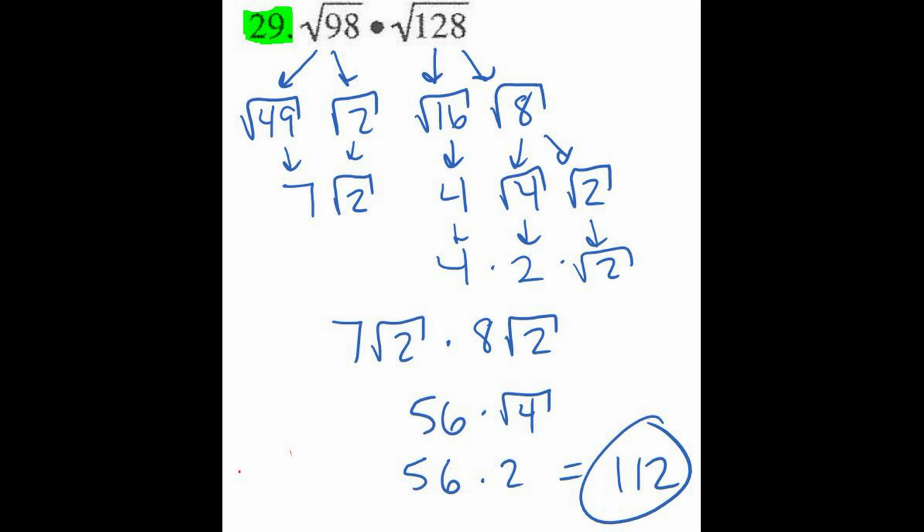And then down here at the bottom we have 7 times 8 is 56. And then root 2 times root 2 is just root 4. Root 4, if you take the square root of 4, you get 2. So we get 56 times 2, and we get 112. And that is our final answer on that.